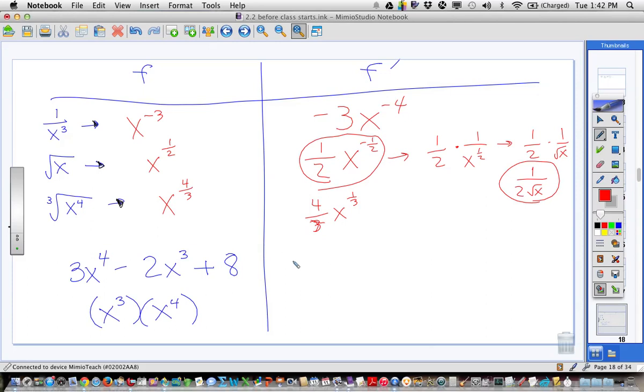So we bring the 4 down in front. That would be 12 x to the 3rd minus 6 x squared. What's the derivative of 8? 0, right? Derivative of a constant is 0. So the derivative of 8 is 0. So there would be the derivative of that one. Those numbers in front, the 3, the 2, they just hang out there. Remember we said that. The numbers in front, they just hang out there. Okay? Now, this one.